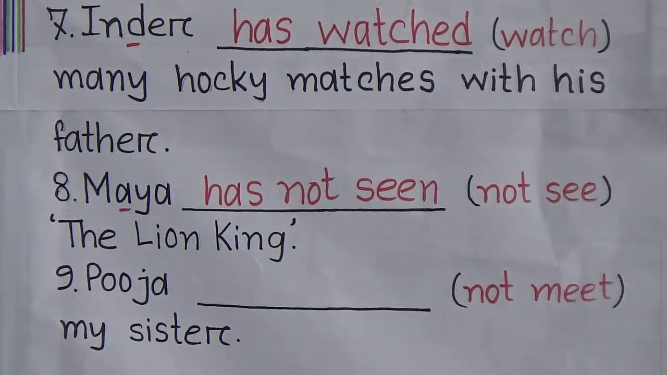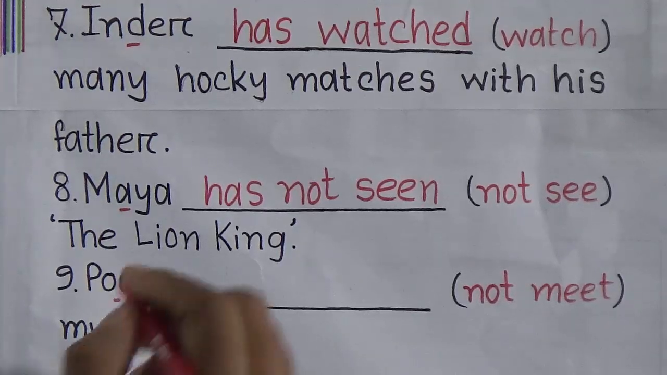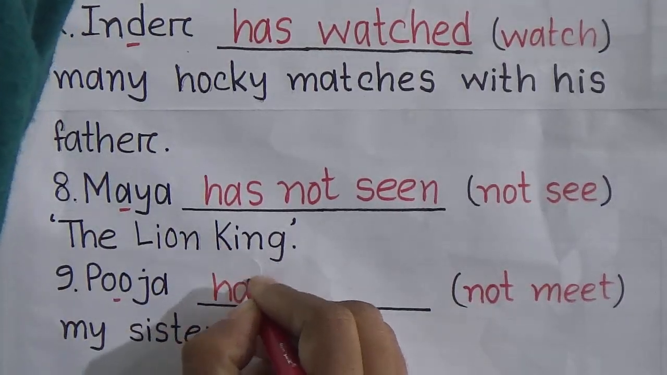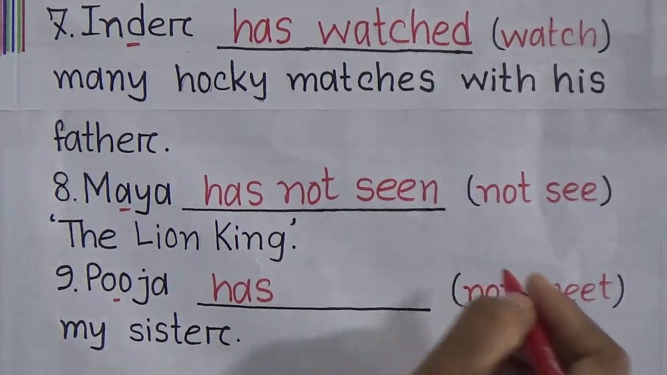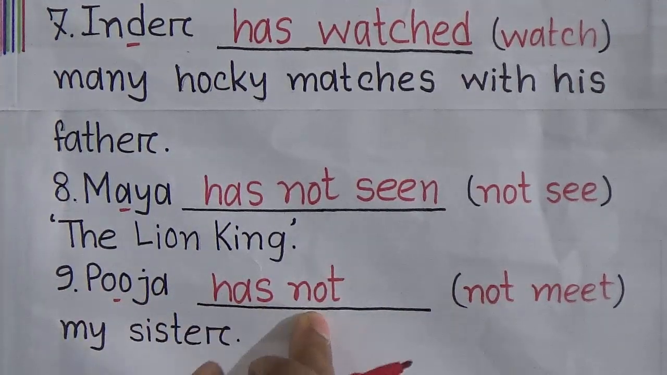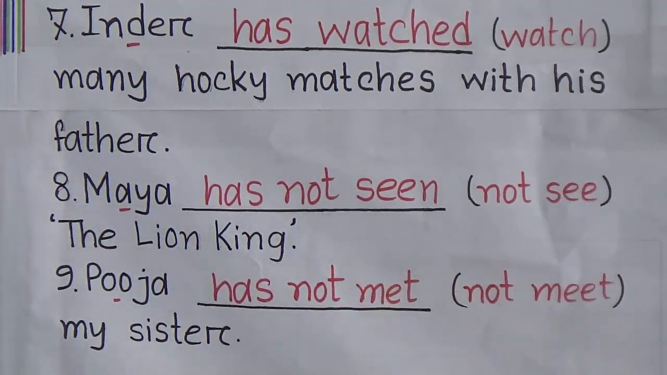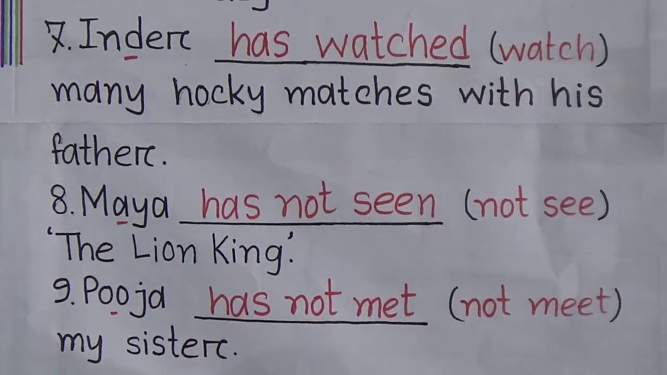Now last number. Pooja dash in bracket not meet my sister. Students, again here we have to use negative form. So Pooja, again this is a name of a girl. So with Pooja we have to write has. Pooja has, then we have to write not. Not. So Pooja has not, then come to the given word meet. The past participle form of the word meet will be met. M-E-T. Met. Then the full sentence will be Pooja has not met my sister.